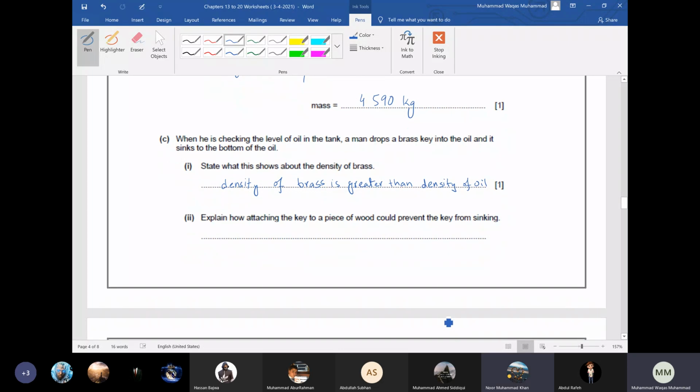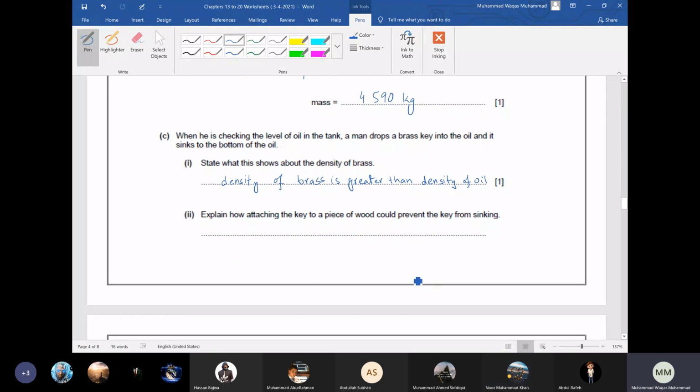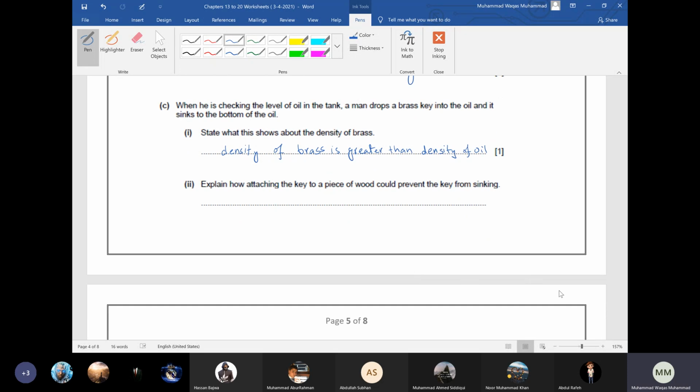Beta, if we attach the key to a wood, then it will not sink. How can we explain this? Shabash, can anyone explain this? Abdul, can you explain this? Sir, because wood is less dense than water. Wood is less dense than water.